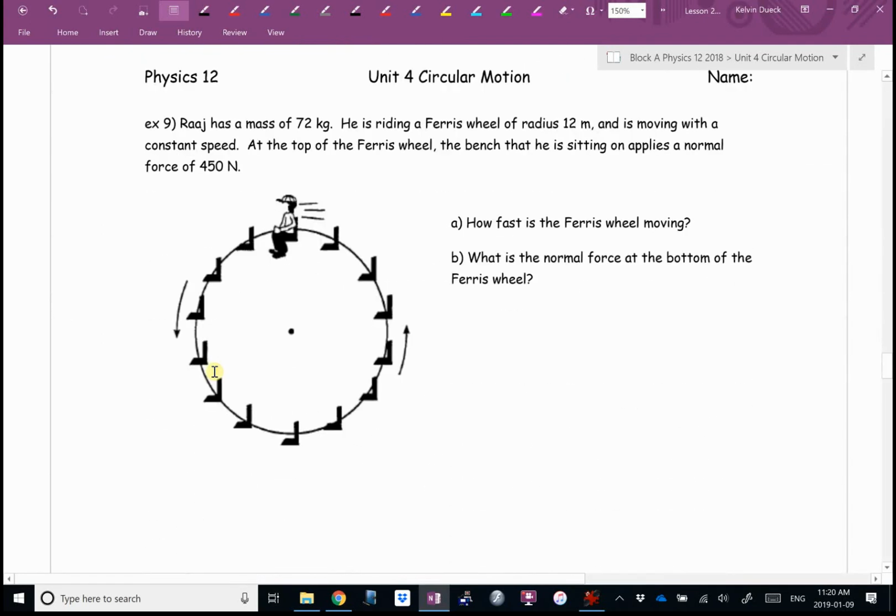Raj has a mass of 72 kilograms. He is riding a Ferris wheel of radius 12 meters, and he's moving with a constant speed. Oh yeah, because a Ferris wheel is rigid. You're always going to be moving at a constant speed. At the top of the Ferris wheel, the bench that he is sitting on applies a normal force of 450 newtons.